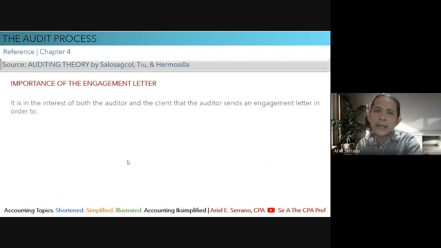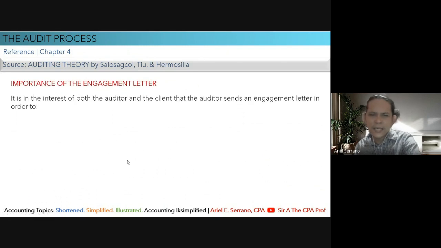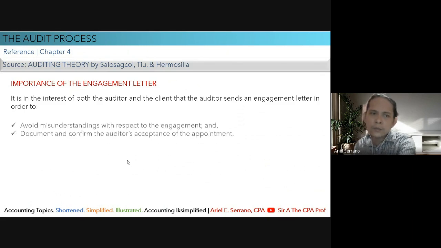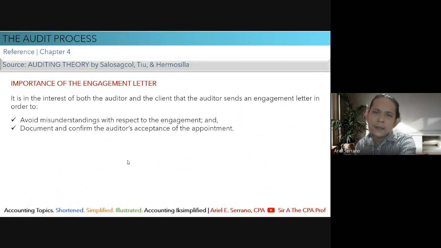Now, bakit mahalaga yung engagement letter? Because it is in the interest of both the auditor and the client that we send the engagement letter in order to avoid misunderstandings. Kahit naman, di ba, sa mga job contracts, dapat meron tayong employment contract para maiwasan yung mga misunderstandings. Kasi minsan, ito yung nakalagay, nakasulat sa kontrata, ito yung gagawin ko. Pero biglang iba na pala ang pinapagawa sa iyo.